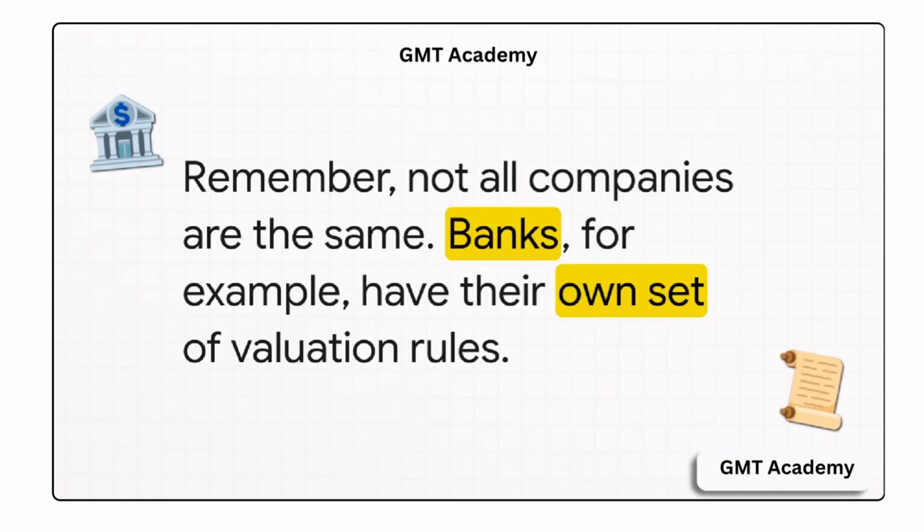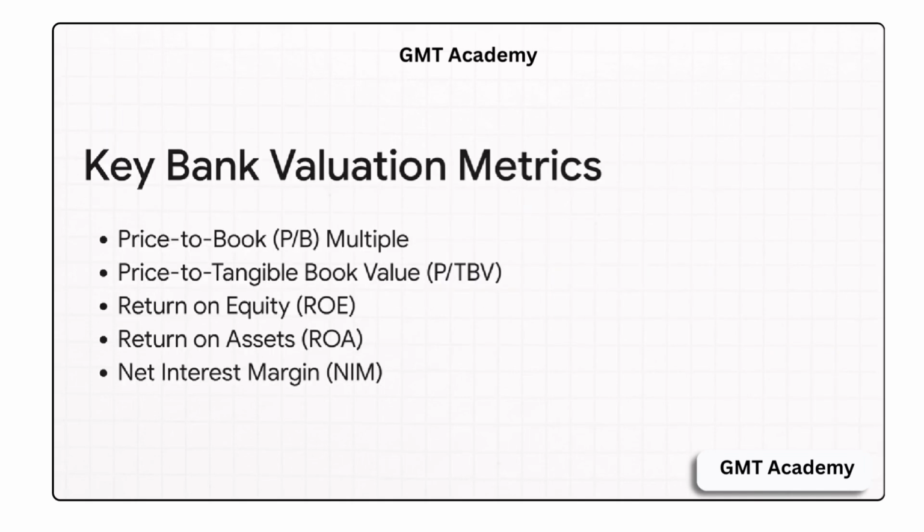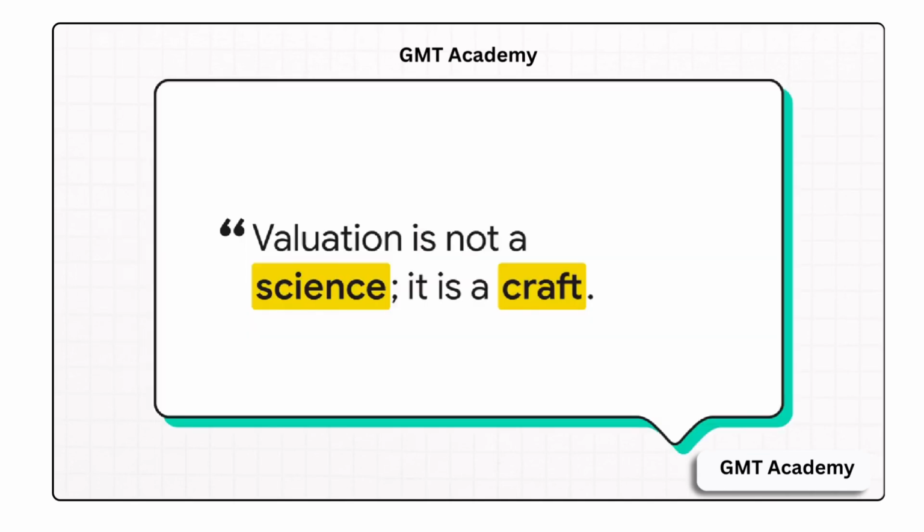Now, it's super important to remember that this standard playbook doesn't work for every single company. You've got certain industries, like banks, for example, that operate on a completely different model, and you have to value them differently. A DCF, for instance, just doesn't really work for a bank. You see, for a bank, the business is the balance sheet. So instead of focusing on cash flow, we focus on metrics like price to book value. And to see how profitable they are, we use ratios like return on equity to see how well they use their capital, and net interest margin, which is basically the spread between what they earn on loans and what they pay out on deposits.